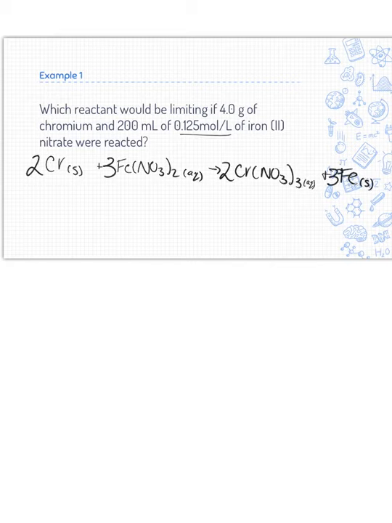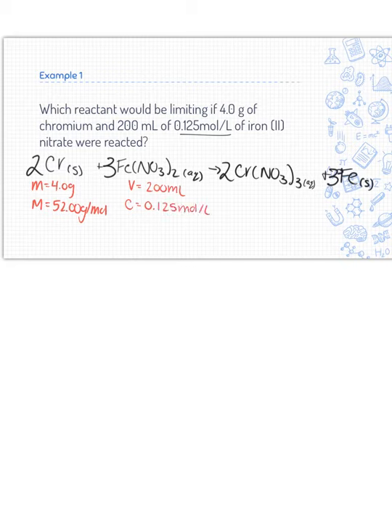We haven't been asked yet, but we should write out our information first before we get going here. Okay, we had a mass of 4 grams. Our molar mass of chromium, again, we do not consider the 2 when we are determining molar mass. Just 1 chromium is 52. We have a volume of iron(II) nitrate, and we have its concentration.